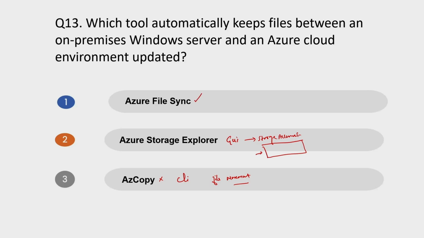Azure File Sync is the service which will be used to sync the files between on-prem and our Azure cloud. So this will be a bidirectional sync and it will work only with Windows operating system. So Azure File Sync will be the right answer. The keyword here is automatically keeps files between on-premises Windows Server and Azure Cloud updated. So this is basically saying sync.